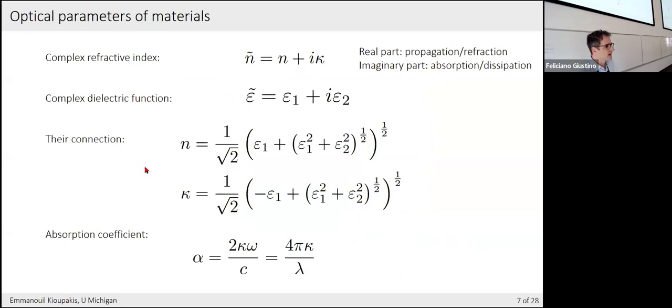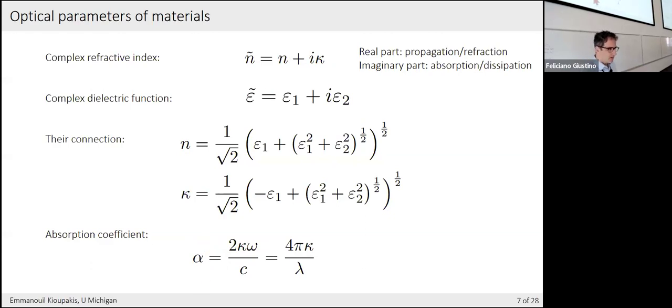These optical constants are connected with each other through these relationships. And of course, you can invert them to find. So if you know epsilon 1, epsilon 2, you know n and k, and vice versa. You can invert these relationships. And the coefficient kappa, the extinction coefficient, in this case is dimensionless. It's like a refractive index. However, you can give it units if you multiply by 2 omega over c, and that's how you find the absorption coefficient with units of inverse length.